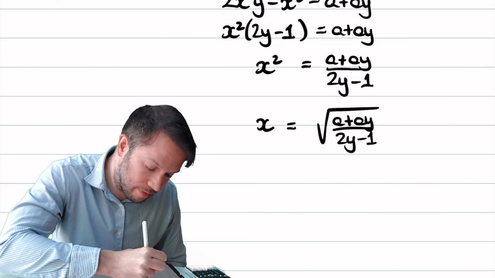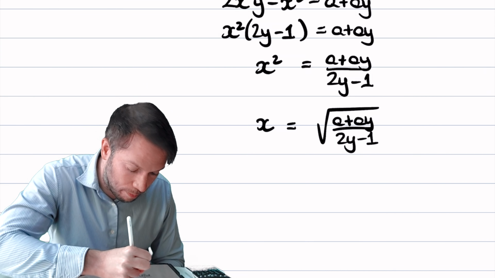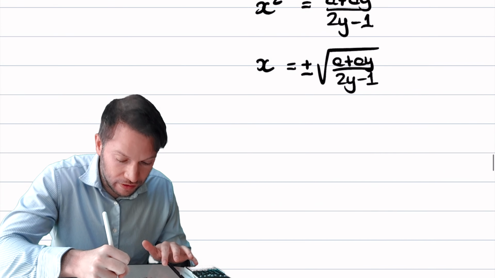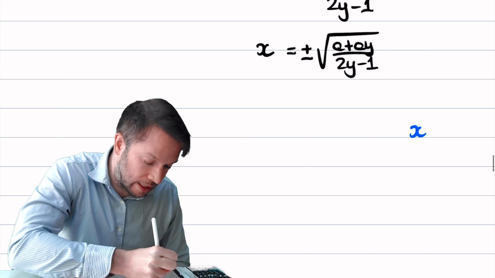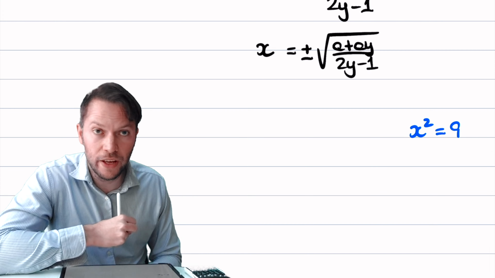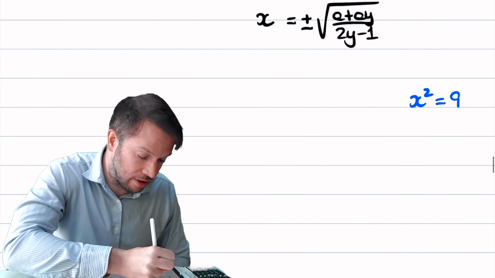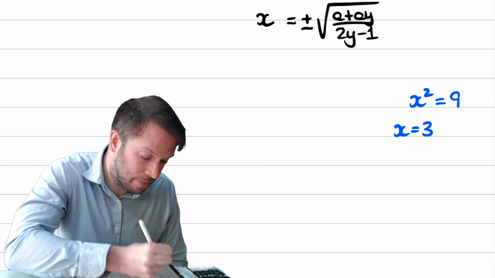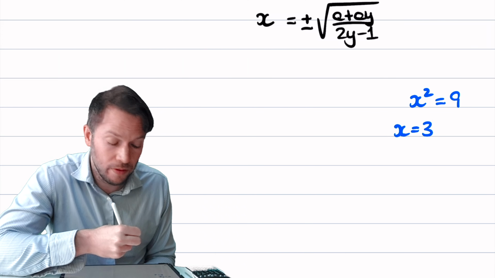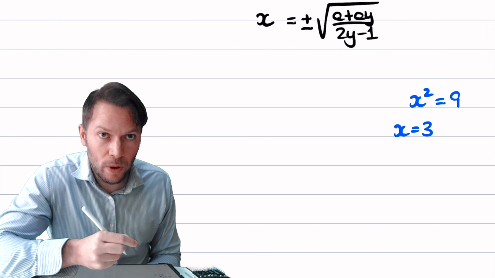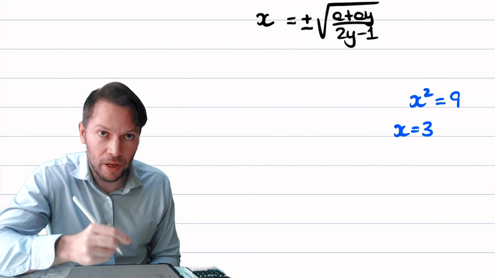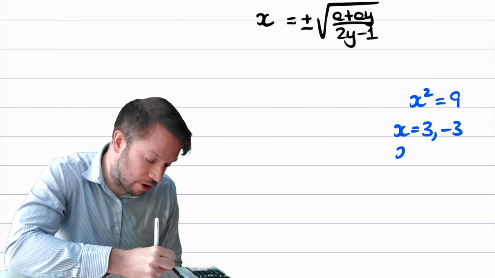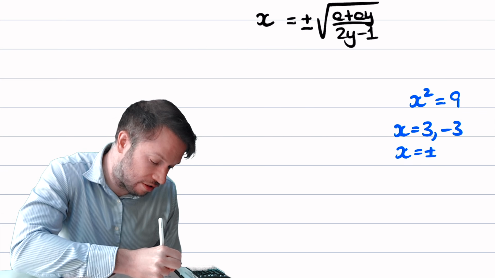Now, technically speaking, we should have a plus or minus in front of this. And the reason is this. If I had, for example, x squared equals 9, and I asked you to solve that, well, there's two solutions, because what squared is 9? Well, 3 squared is obviously 9. So 3 is the solution to that equation. But minus 3 squared is also 9. Minus 3 multiplied by itself is 9. So the solution can also be minus 3. And we write that as x equals plus or minus 3.